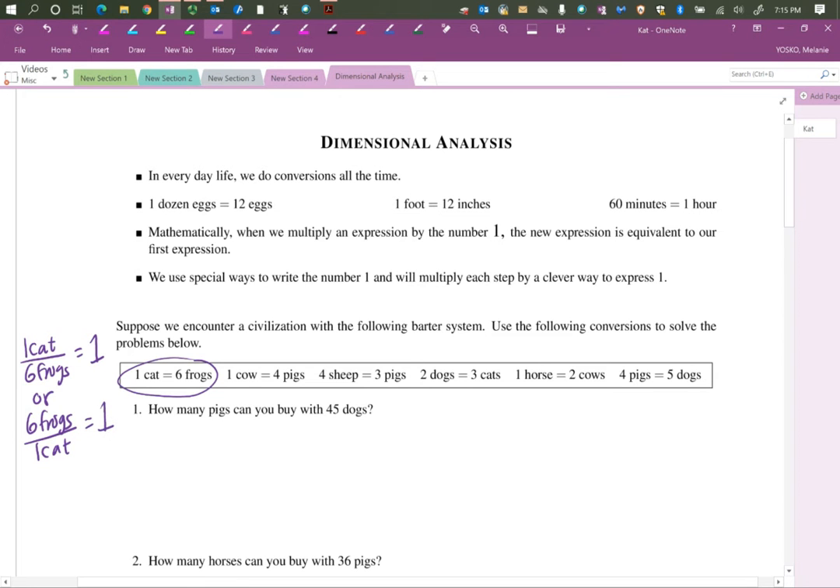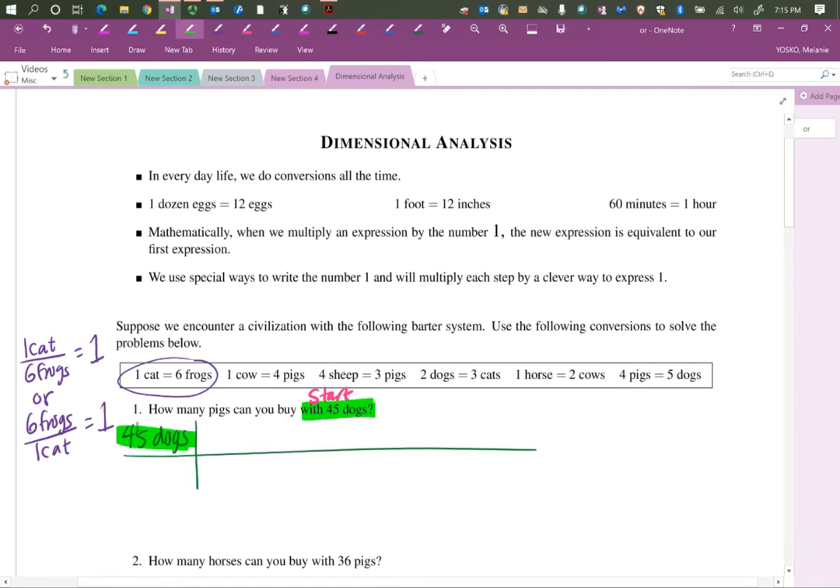First example, how many pigs can you buy with 45 dogs? So we're always going to start with the piece that we're given. With 45 dogs, that's where we're going to start. So we're going to rewrite that over here. We're going to say 45 dogs. Okay, and we're really going to do multiplication, but we're going to do it in a convenient way. We're going to do a little chart like this. This is what you're going to see probably in a science class.